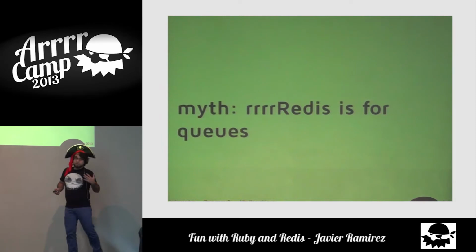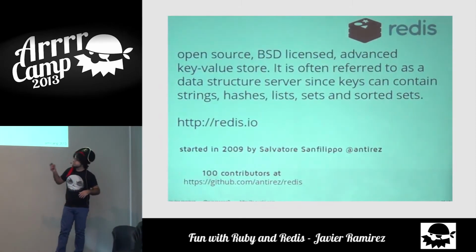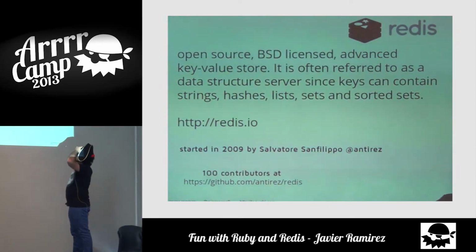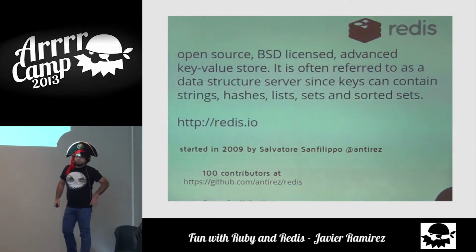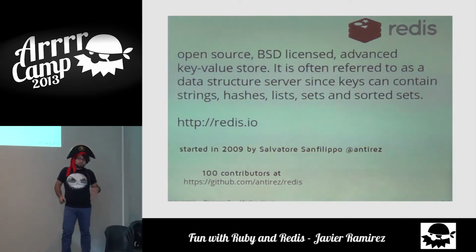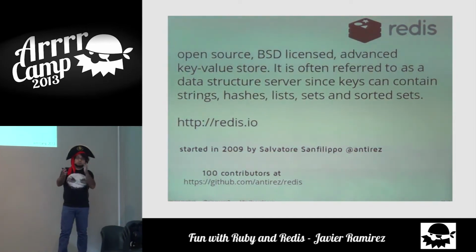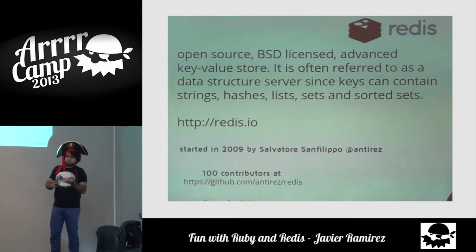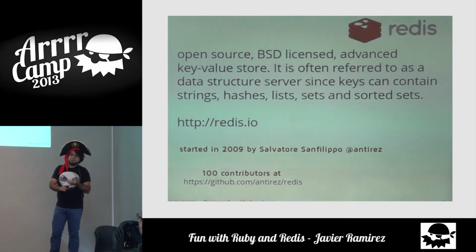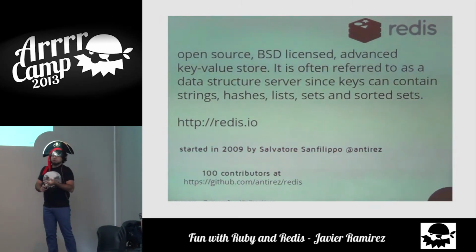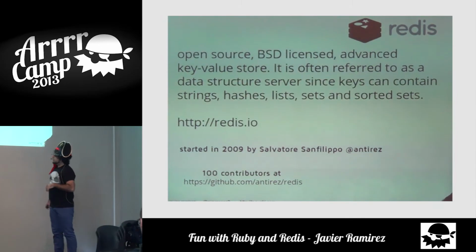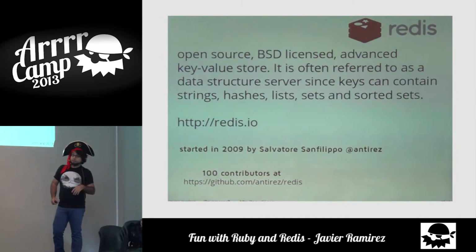So, what is Redis? Redis is an advanced key value store, but it's not just a key value store. You don't just keep this value for this key, but it supports different data types, which is amazing. You can store lists that will be like arrays. You can store hashes. You can store strings and numbers, and you can store sets and sorted sets.